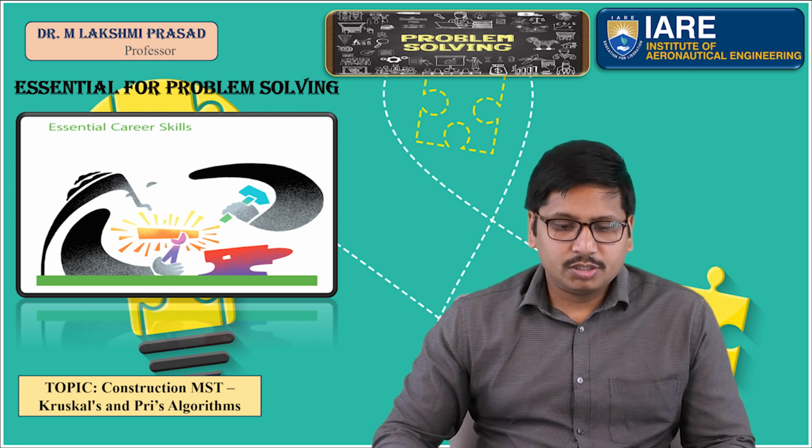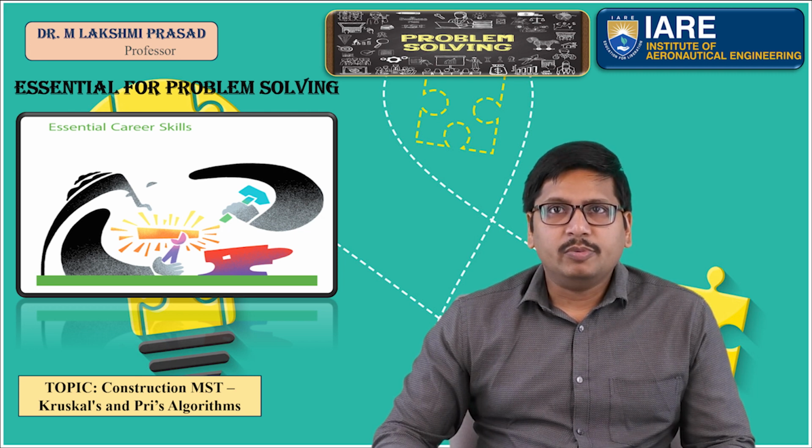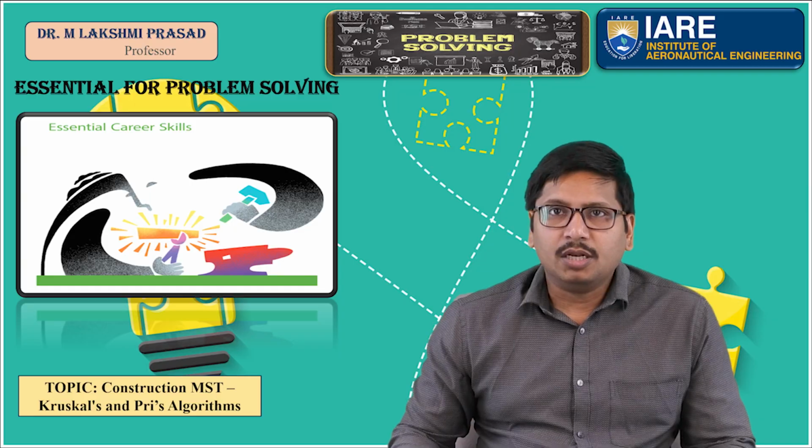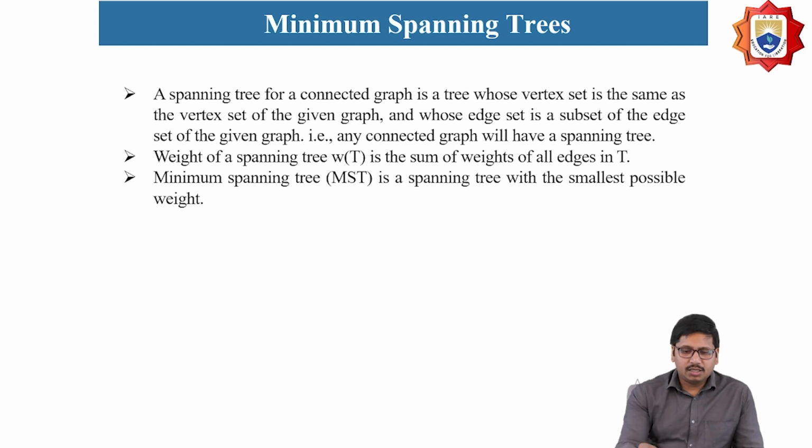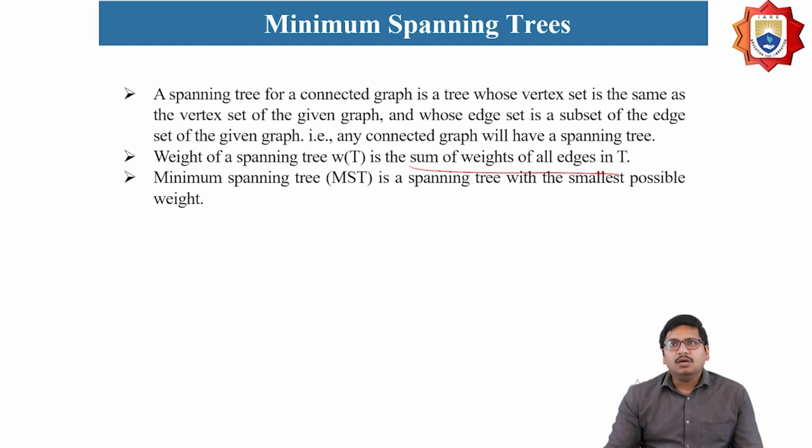In this video, I'm going to discuss construction of minimum spanning trees through Kruskal's and Prim's algorithm. So, the very first thing is, what is a minimum spanning tree? A spanning tree is nothing but a connected graph whose vertex set should be the same as the vertex set of the given graph, and whose edge set is also a subset of the edges of the given graph. The weight of the spanning tree is the sum of all the edges in the tree, and a minimum spanning tree is the spanning tree with the smallest possible weight.